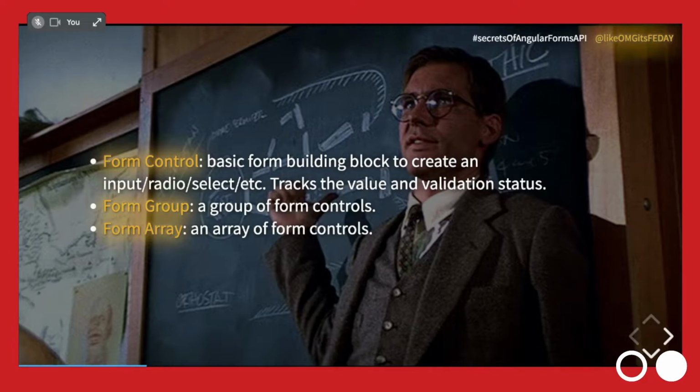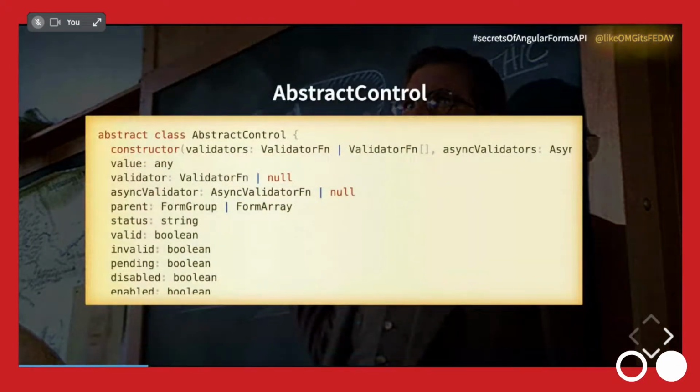We have a form array, so this is an array of form controls, which you are able to look up based on an index. And all of these extend the base class, the abstract control class. So if you're ever curious about different methods or properties that are available on any of these things, you'll notice that they all extend from this abstract control class. So this is really good to know.